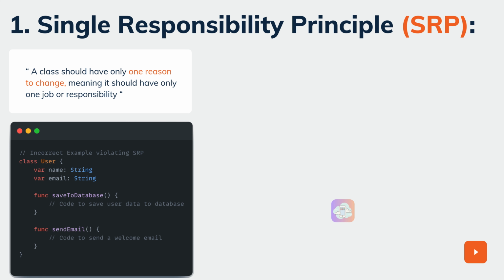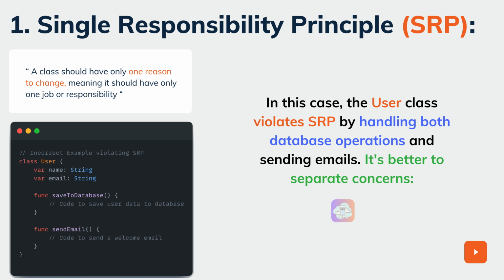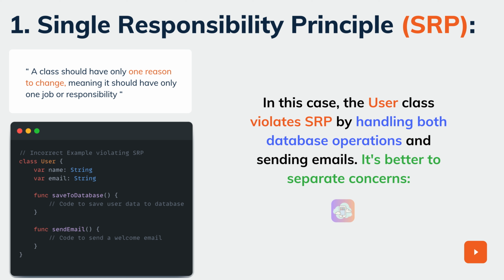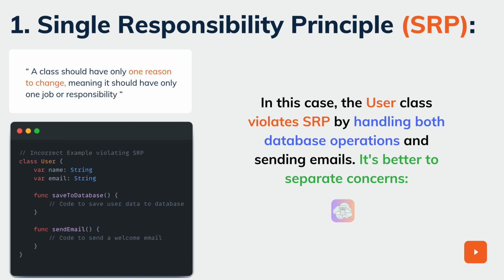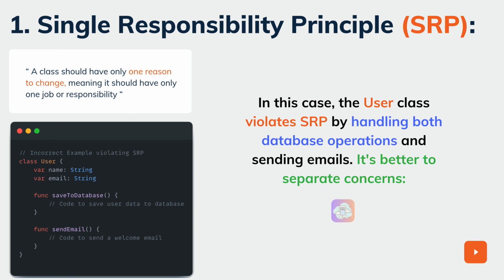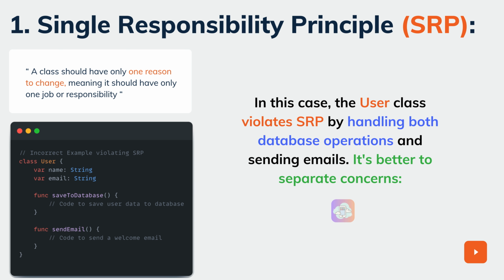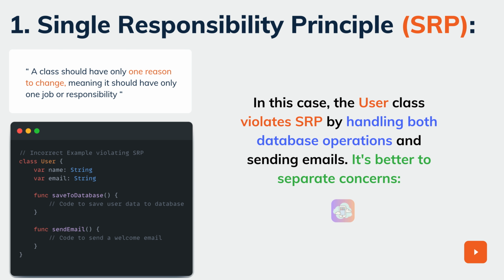Here's a user class. Now, what's the problem here? This single class is doing 2 jobs. It's saving to the database, and it's sending emails. If database logic changes, the class changes. If email logic changes, again, the class changes. That's a violation of SRP.